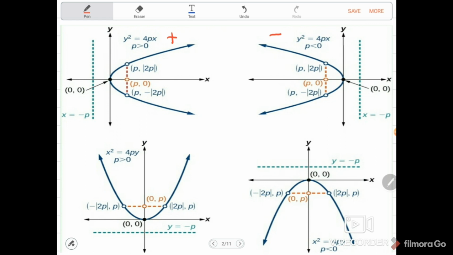Okay? Then, the other one, x squared is equal to 4py. If p is greater than 0, or positive, it opens upward. Vice versa, if p is less than 0, or negative, it opens downward. So, ito lang tatandaan nyo dyan, guys, no? Yung may mga bilog. So, yan lang yung pinaka-standard form ng ating parabola if the vertex is at origin. So, yan yung mga parts niya.